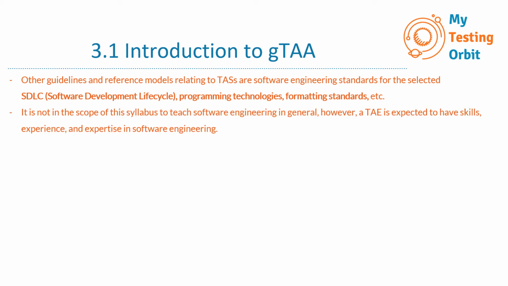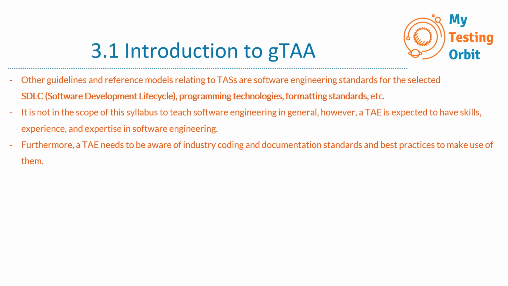It is not in the scope of this syllabus to teach software engineering in general. However, a test automation engineer is expected to have skills, experience, and expertise in software engineering. This applies not only to the test automation engineer, but even to someone doing manual testing. Knowledge and expertise of software engineering is mandatory, because otherwise you can never come up with a good solution for automation, or even for manual testing. You need to have those basic things covered for software engineering.